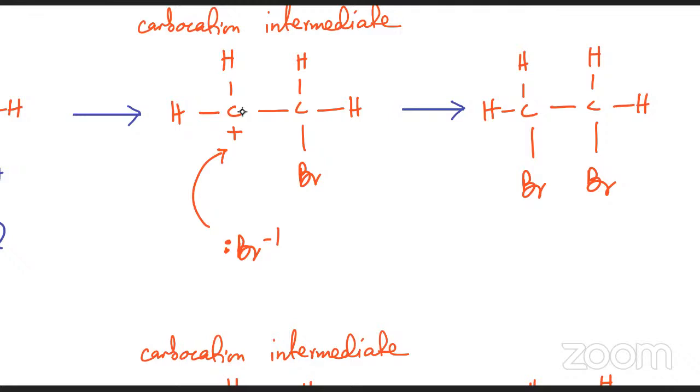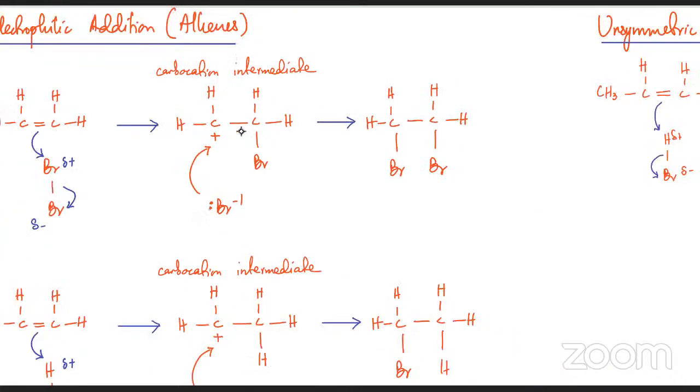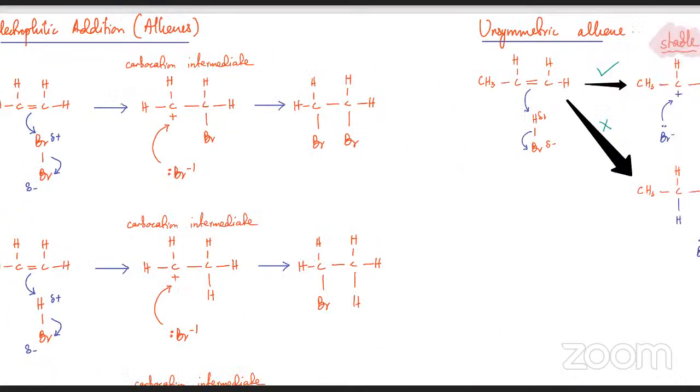You're going to get both types, because the intermediate which the Br- was attacking, it's not formed here because it's not meeting the conditions. But if it were meeting the conditions, you'll get both types of optical isomers. Is this clear? Yes, sir.